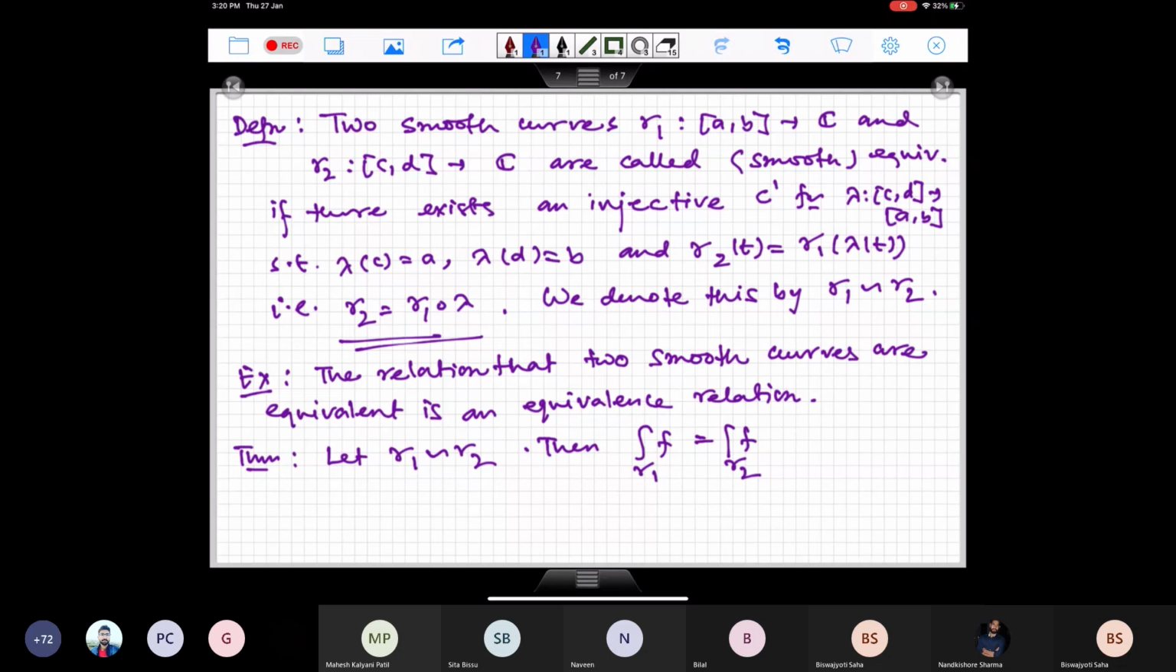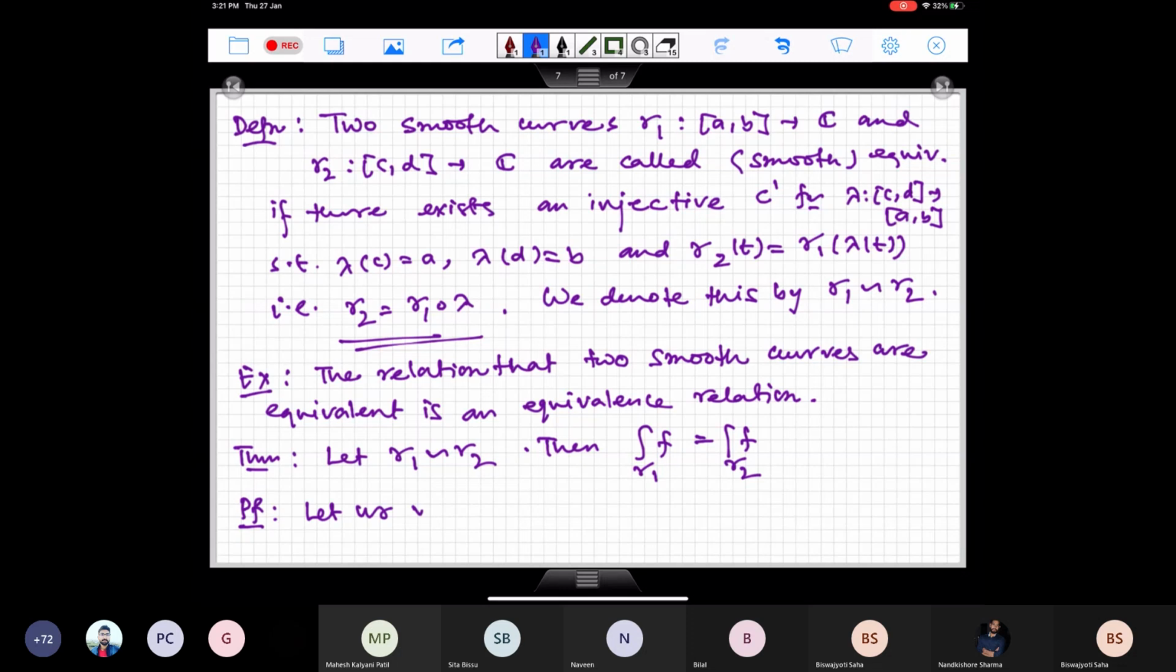So if I have two smooth curves or piecewise smooth curves also, which are equivalent, then the integral is going to remain the same. So that is, as I said, just the change of variable that we do in case of Riemann integration. So how do I do this? I'm just going to write down the real part and imaginary part separately, separate things out, and the proof will be immediate. Okay, so let us write it down.